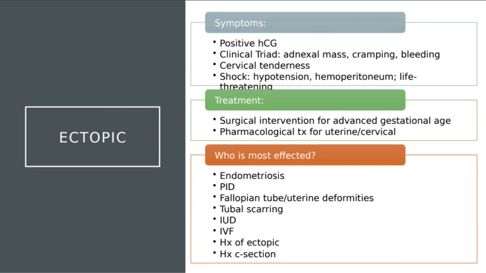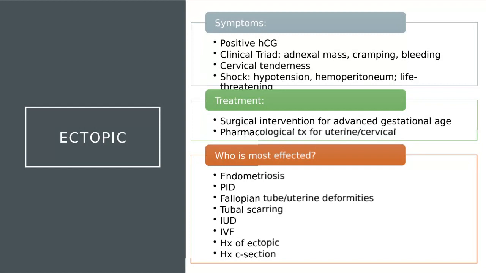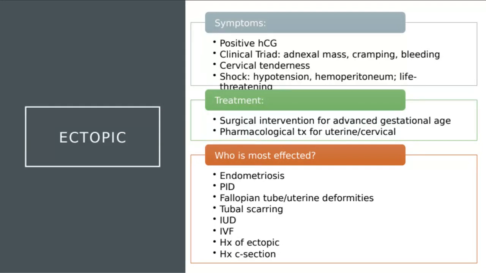This is going to be what we call an adnexal mass, or a palpable mass in the adnexa, cramping and bleeding. Now, as we already know, there are other complications that can go with cramping and bleeding, right? So cramping and bleeding is not like a one-size-fits-all clinical symptom. We're also going to have cervical tenderness, and then of course if this ectopic is compressing vessels or is rupturing, then the patient can go into shock.